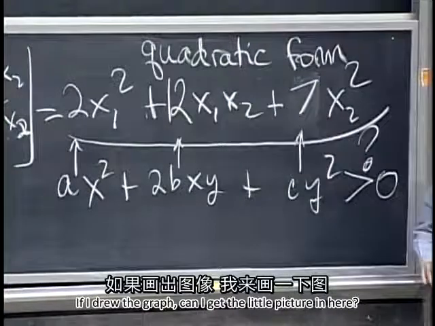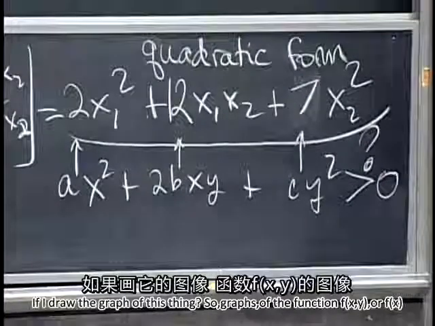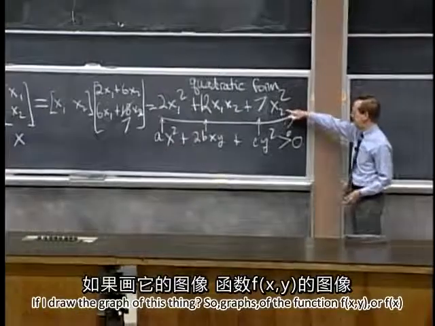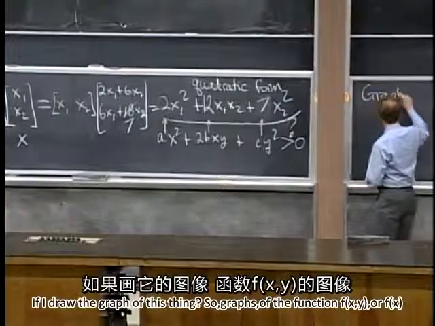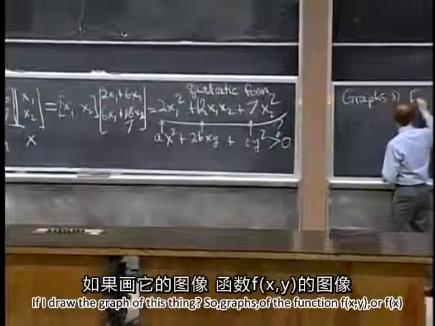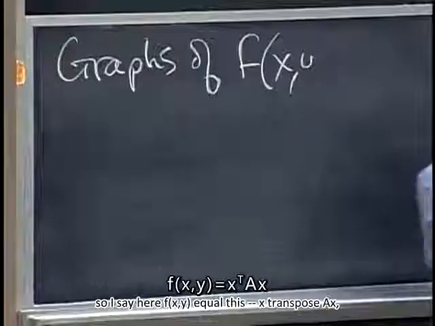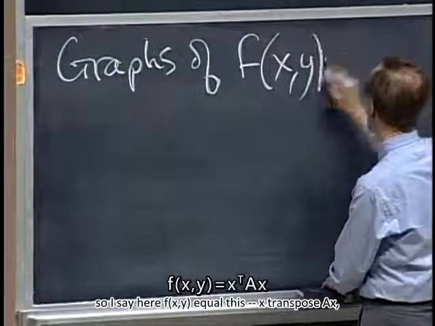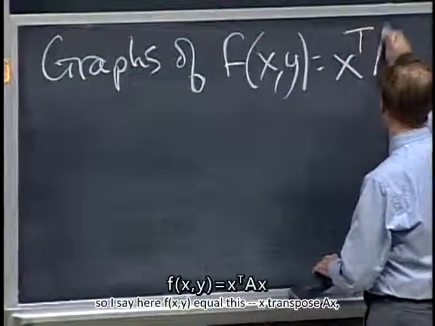If I drew the graph, can I get a little picture in here? If I draw the graph of this thing, so graph of the function f of xy, or f of x, shall I say, or f of xy equal this. It's this x transpose ax.